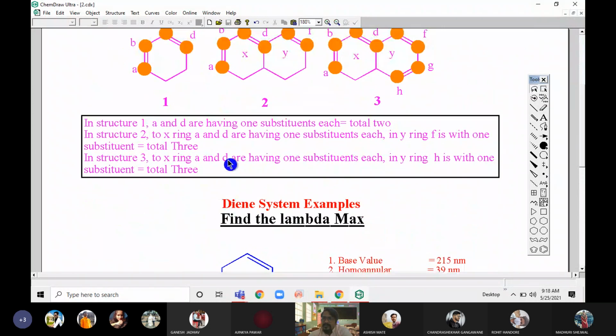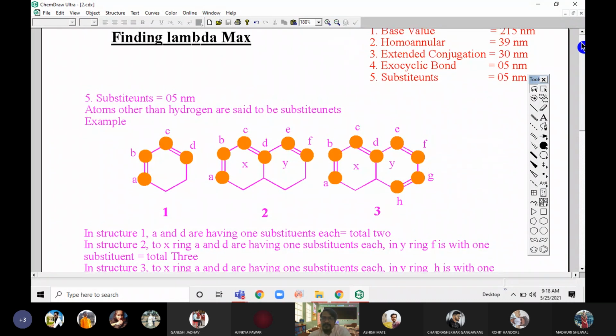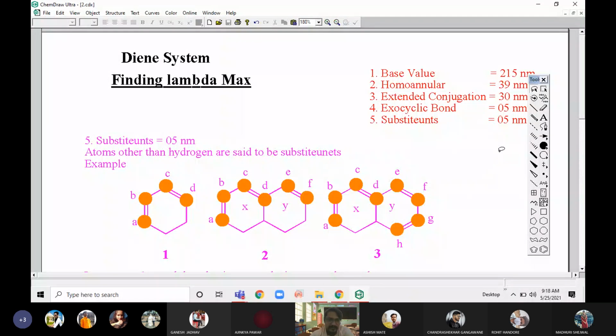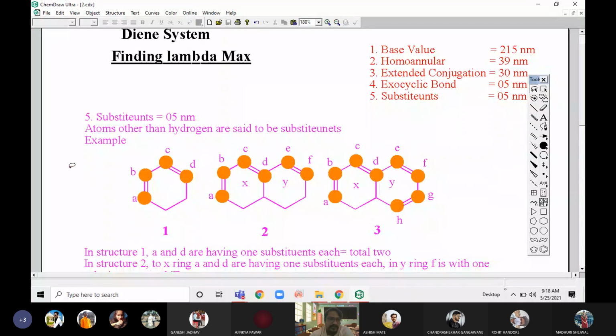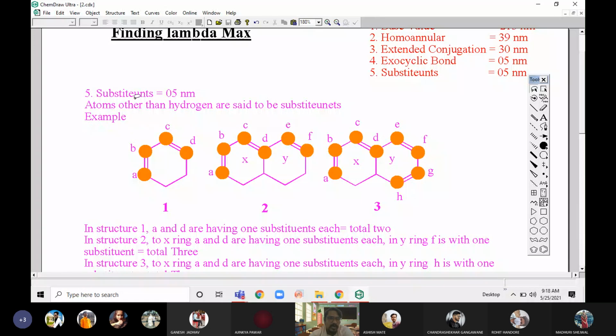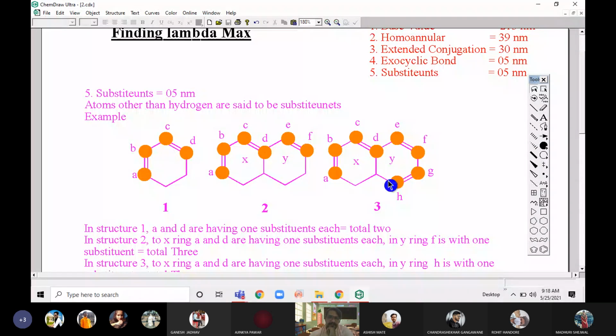In the last lecture we had some confusion about finding the substituent. See, for a substituent we have to add 5 nanometers. The last thing is the substituent. Substituent means atoms other than hydrogens. If they are present, we have to add 5. Similar examples are again here. All 3 examples are the same as the previous ones.